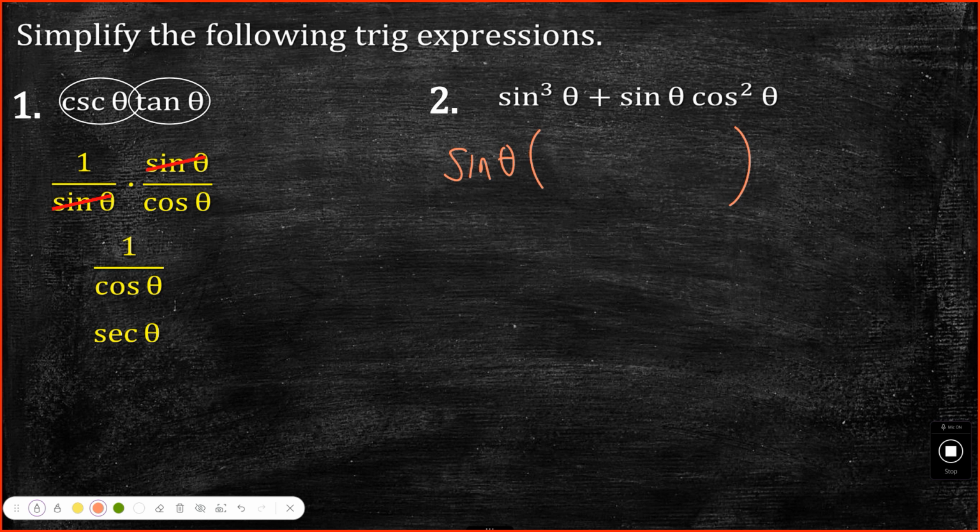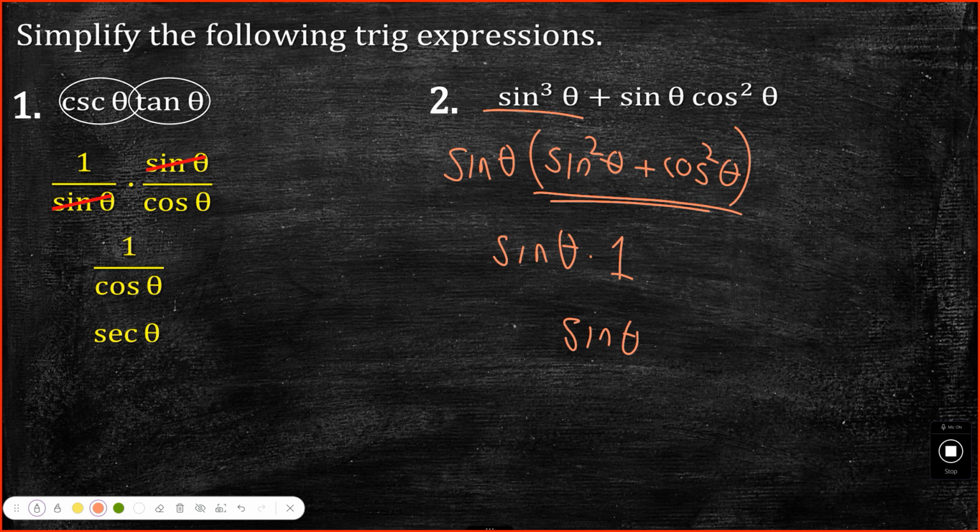If I factor out sine theta, what's left over for this? It has 3 sines, so I took one out. What is it? Sine squared theta? And if I took a sine theta out of that one, factoring it out, what's left over? Cosine squared theta? What is sine squared theta plus cosine squared theta? 1. So this turns out to be 1 times sine theta. And so the whole thing is sine theta.